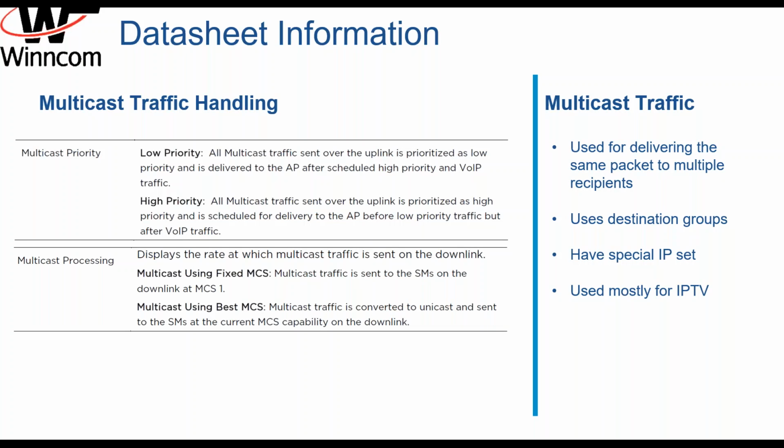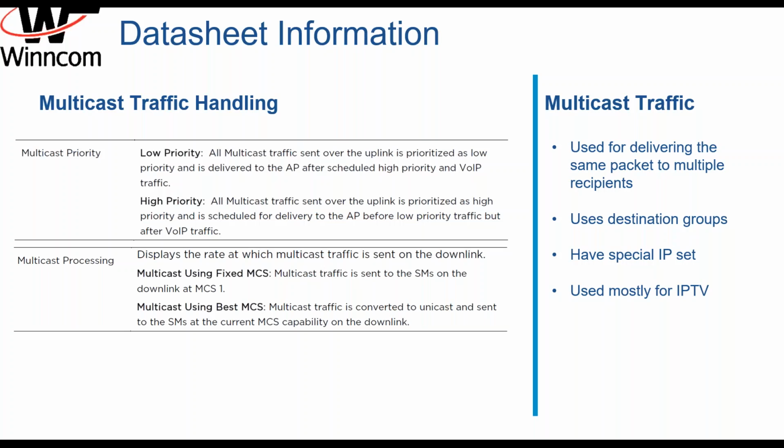Okay, this is important if you are providing IPTV or using point-to-multipoint radios. Let's have a look at the multicast traffic first. What are we talking about? Multicast is used for delivering the same packets to multiple recipients with the same address. It is using user destination groups, and every device in these groups has a single multicast IP. So when you send a packet with that multicast IP, every user in that group will receive it.